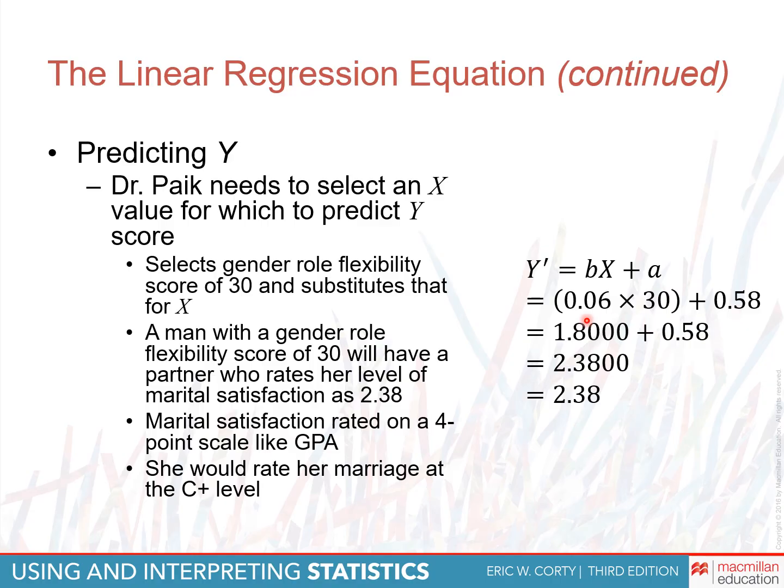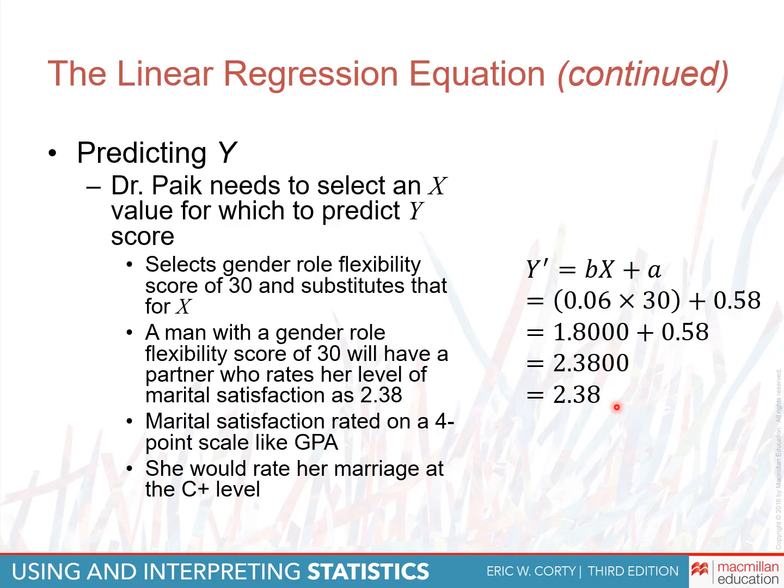So we said b was 0.06, again, that's our slope. X is 30, that's the gender role flexibility here. And then our a value, which is our y-intercept, is 0.58. So we can plug all of that in and solve for y prime, and that's going to be equal to 2.38. And so a man with a gender role flexibility score of 30 is going to have a partner who rates her level of marital satisfaction as being 2.38.